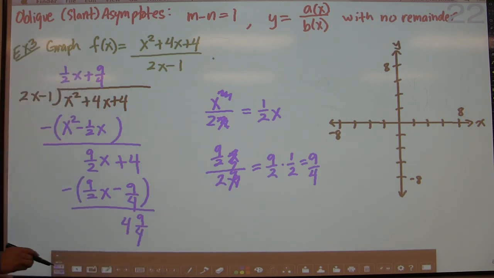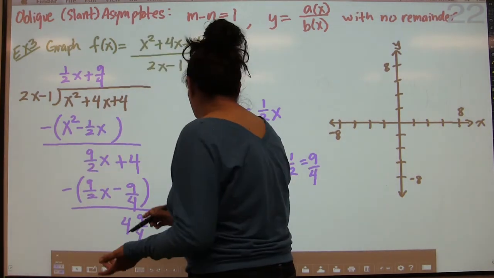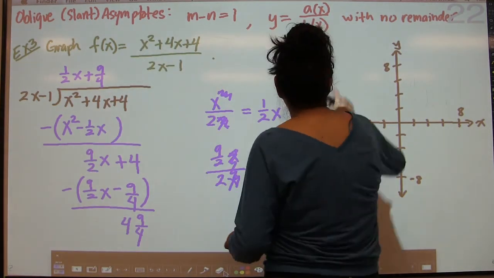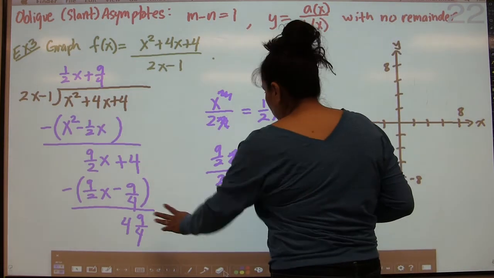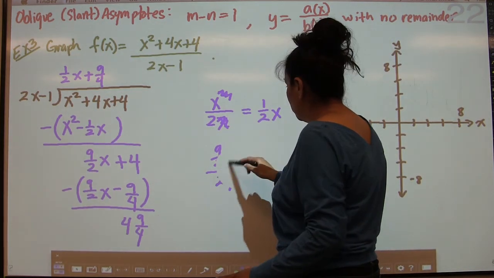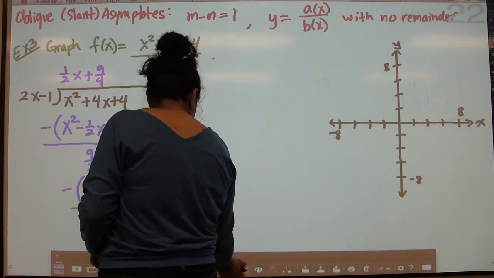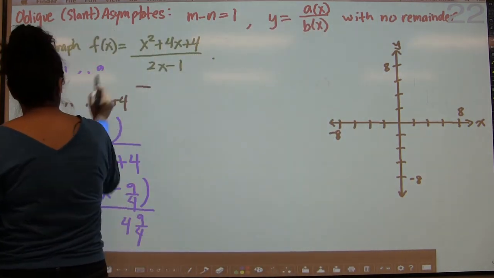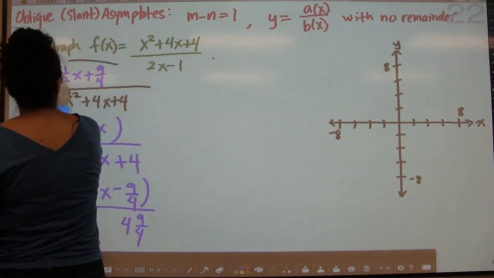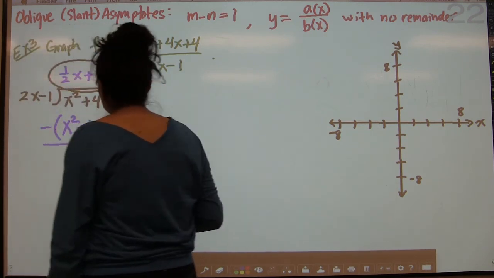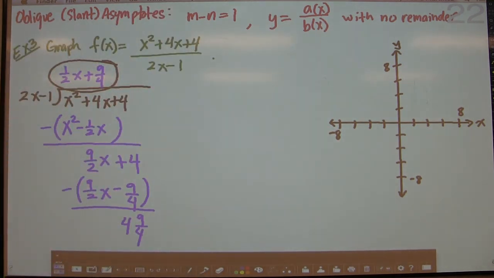At this point, you can't go any further with the division, and it doesn't really matter what 4 9/4 is, because it says up here that you do the long division with no remainder. So this is the remainder, and we don't have to simplify it because we don't care about the remainder. We only care about the equation that is left up here. This little guy right here becomes your oblique asymptote. 1/2 x plus 9/4 is your oblique asymptote.